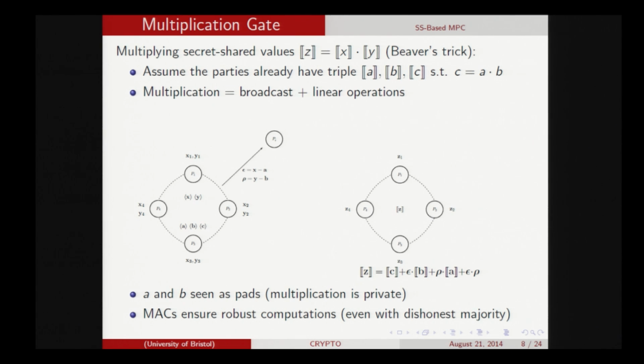For privacy, you need the first two components of the triple to be randomly distributed. And for correctness, you need this multiplicative relationship in the triple. And then you use the MACs to cope with active adversaries.